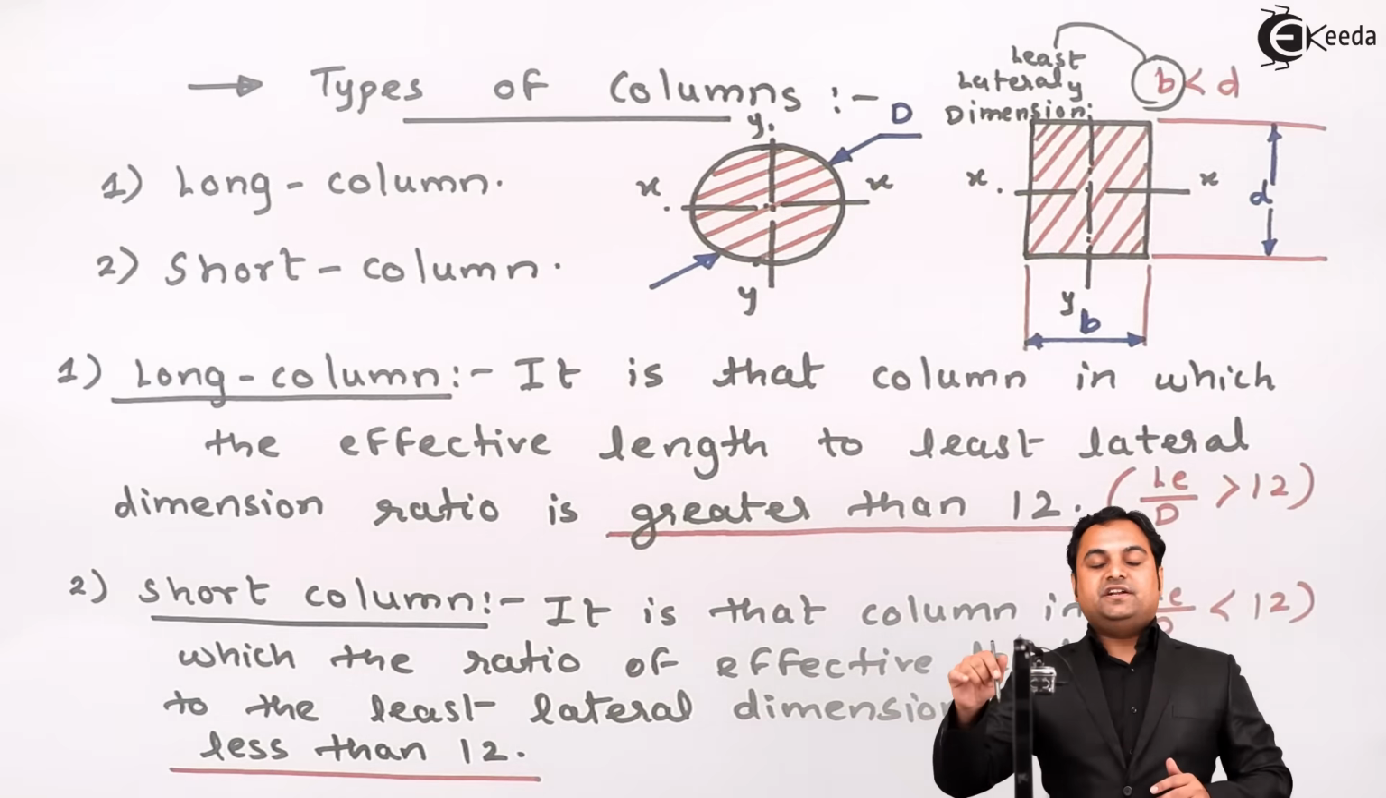Then if the column is short, then it will fail only because of direct compression. So it is understood that long columns will fail only because of bending, whereas short columns will fail only because of compression. That is, the compressive load will try to decrease the length of the column and increase its diameter, that is the compressive failure, whereas in case of long columns there is bending failure.